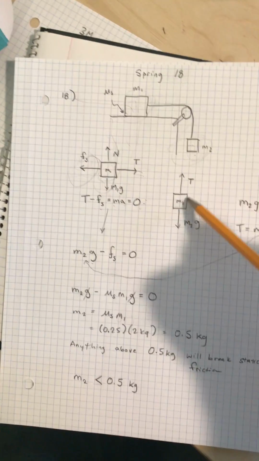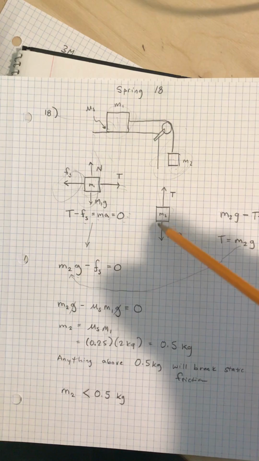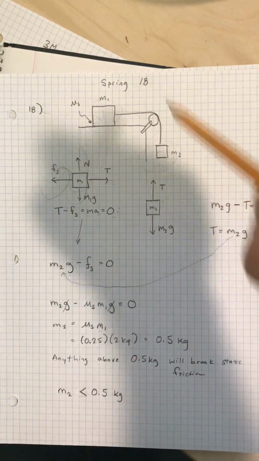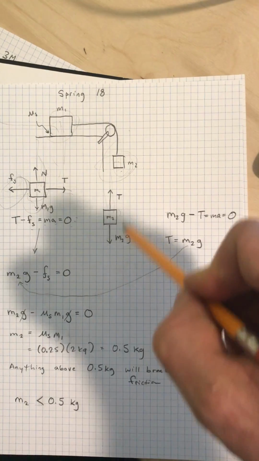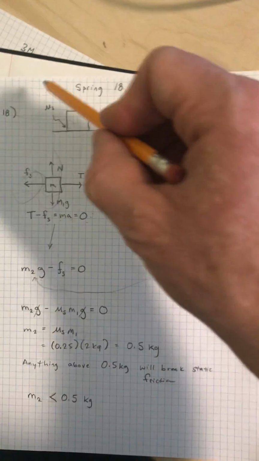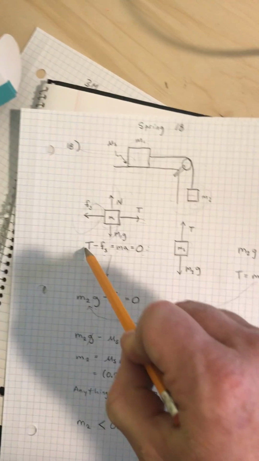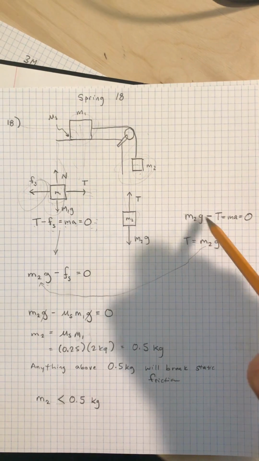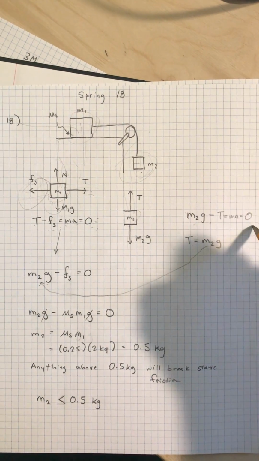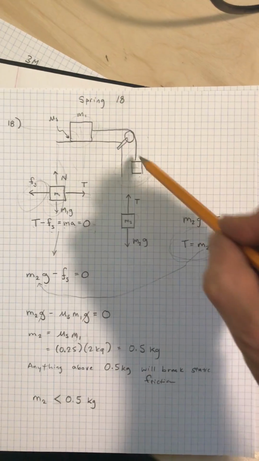For this mass, we have M2 with the tension pushing up and M2G pulling down, and we're defining this as the positive direction. So if we write the equation, we have M2G going in the positive direction minus T going in the negative direction. In both of these cases, the acceleration is 0 since it's the static case. So I write T minus F sub s equals 0, and then I write M2G minus T equals 0. And so we know that the tension is going to be M2G.